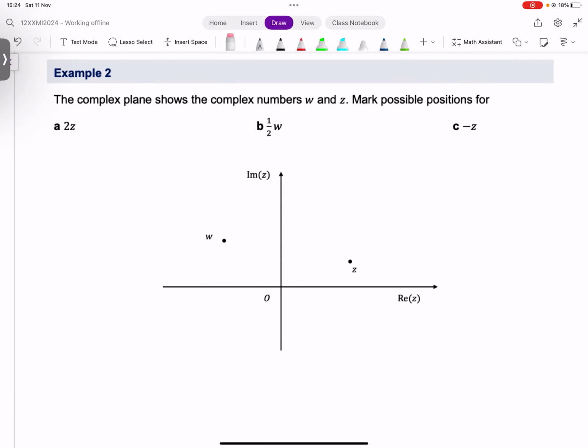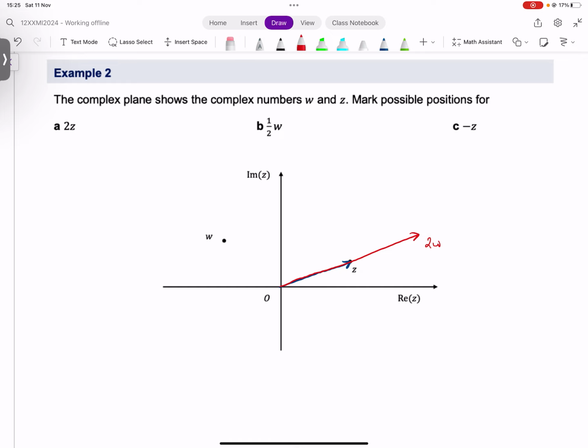Okay, the complex number plane shows the complex numbers z and w. Mark possible positions for 2z. So z is here. So 2z, well, we're not rotating at all, so 2z is just going to be double the length here. So that's a possible location for 2z. The reason it says possible is because we don't have the exact length of z, so we're just showing geometrically that it's double the size.